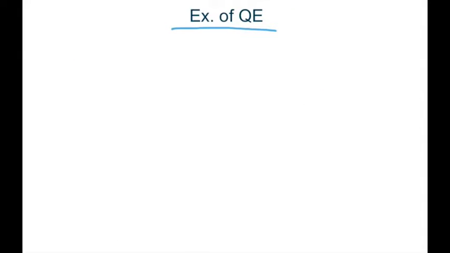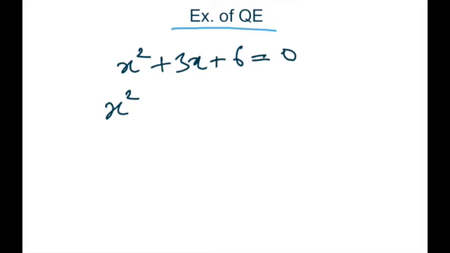Okay, now let's look at some examples of quadratic equation. So this is a quadratic equation, right? A very simple example of quadratic equation. Let me write few more examples. X square minus 4x plus 4 equals to 0. So what are the values of a, b, c here? A is 1 here, right? B is minus 4 and C is also 4.